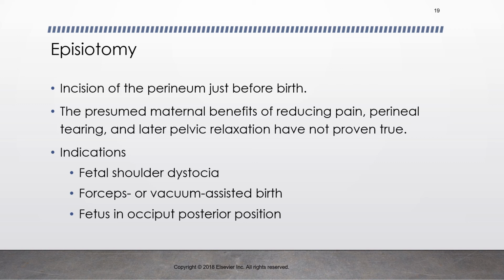Sometimes if we use forceps or vacuum assisted delivery, we use an episiotomy. And if the fetus is in the occiput posterior position, they'll have to have something to help get that baby out because, again, it's not coming in the right presentation.